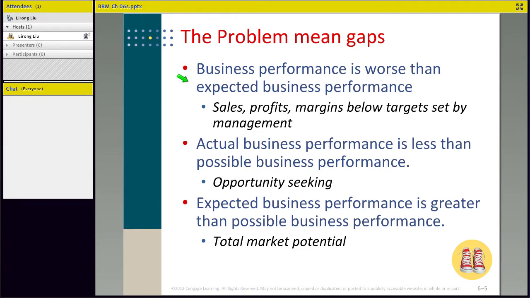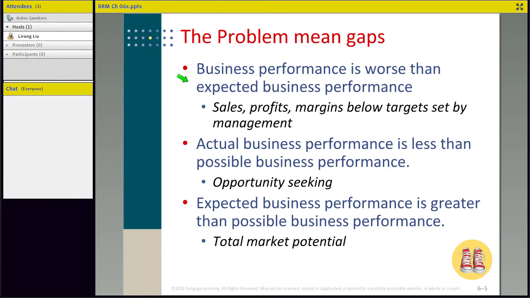The first situation is business performance is worse than expected business performance, right? Now, typically, the management will have a goal or set a bar for sales, profit, etc., or margins. And whenever the actual performance is below the targets, that's when the business has a problem, and that's when business research is needed to find out the cause of such underperformance and also find solutions for it, right? That's when the business is facing real problems, real issues.